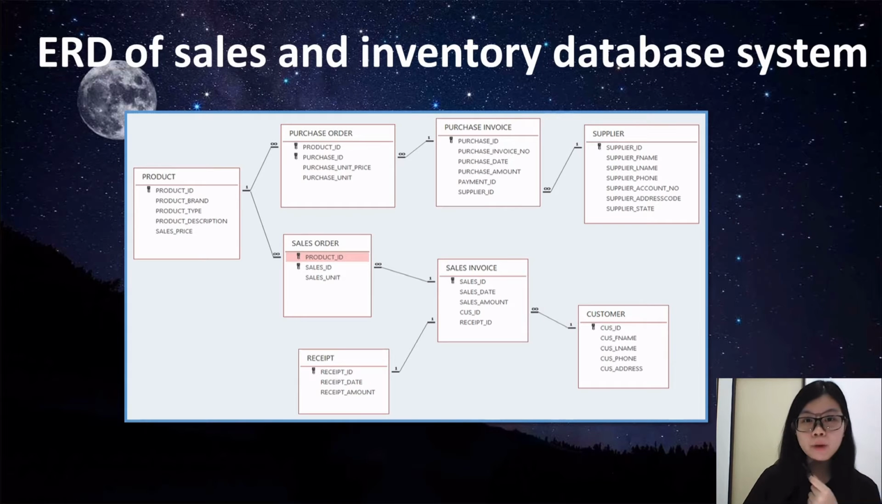Good day, I'm logged in with matrix number 270651. The entities have been created for this system, and this can be seen from the select. Entities include products, purchase order, purchase invoice, sales order, sales invoice, receipt, suppliers, and customer. In order to eliminate many-to-many relationships, two associative entities have been created, which are sales order and purchase order. What is the component for each table and how does it look like?